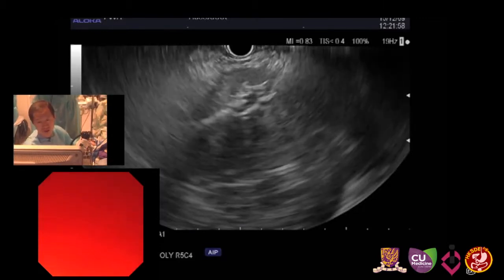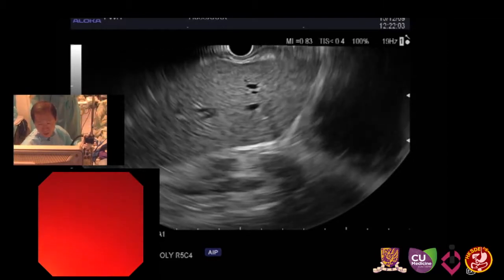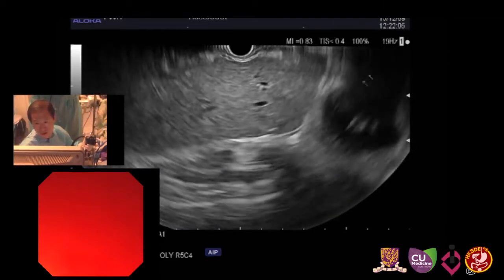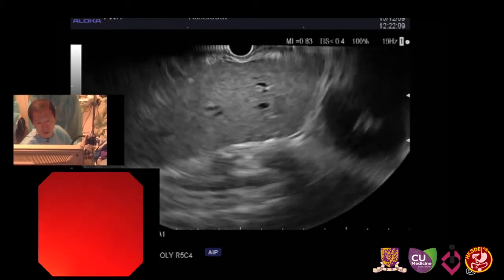Now, left side of the liver is visible here. And we can see diaphragm and heart here. This is beating heart here. This is diaphragm, left lobe of the liver.